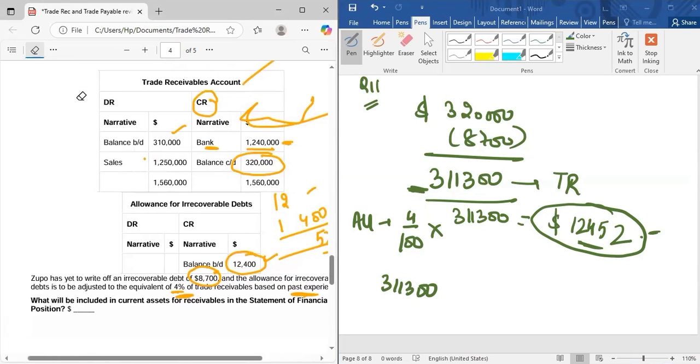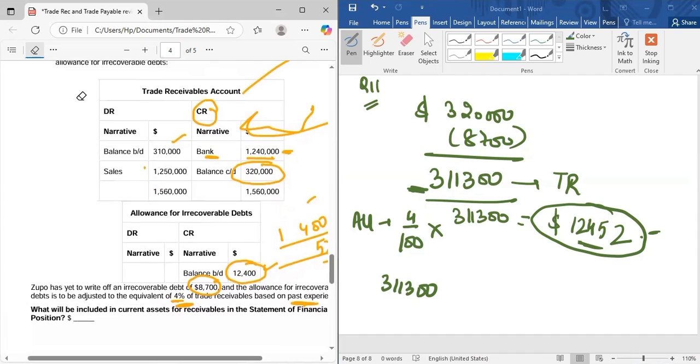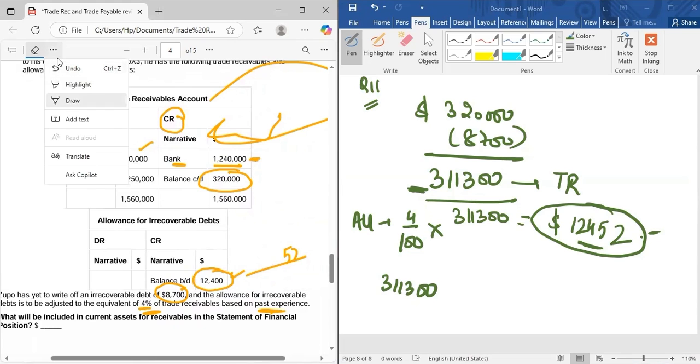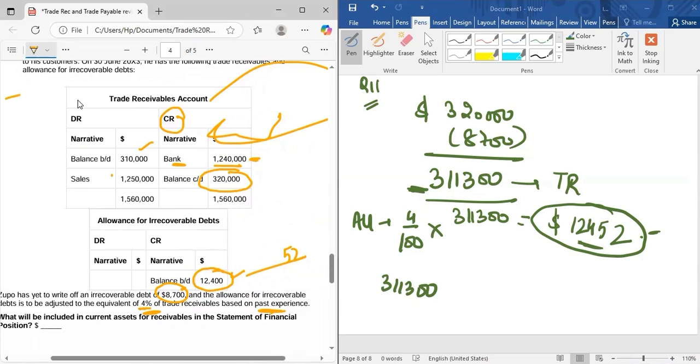Okay, we will not take the difference because we are showing our current assets, our trade receivables, in the balance sheet. So we will take the entire amount. Okay, we will take the entire trade receivables. Then we will deduct the bad debts. Then we will deduct the entire allowance, which is the closing allowance. Okay, so from this 311,300, you will deduct 12,452.